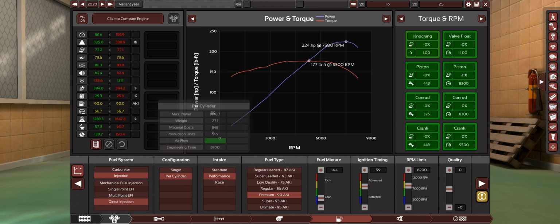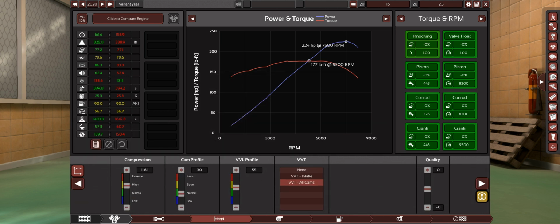Go into here, everything's direct injection per cylinder configuration. That lowers weight and increases potential output, but does cost a bit more and it costs some engineering time. It's up to you if you want to use it or not. I found it convenient in this case, so I did.